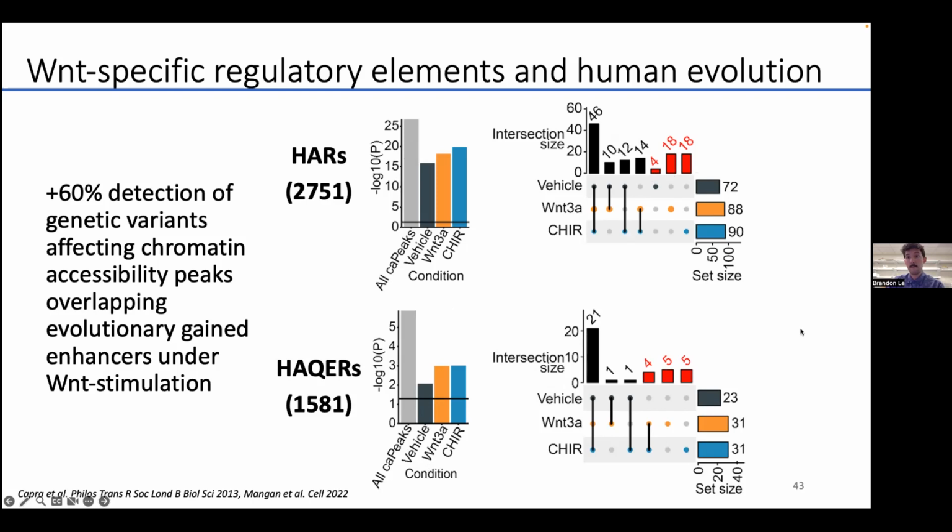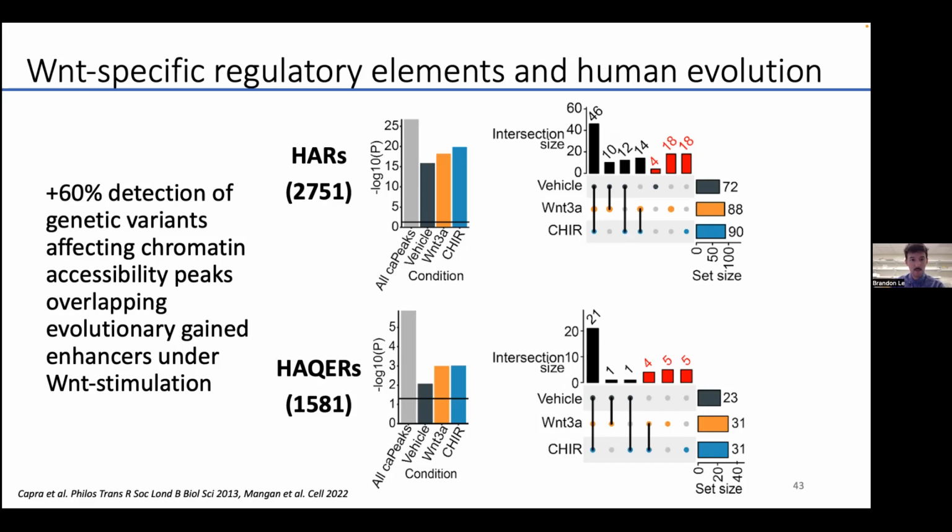So implying, I think, that these regulatory regions that mostly have not been explored functionally, these regions that may drive human evolution in some way, they harbor genetic variation that is Wnt-sensitive and can affect the local chromatin accessibility. So we thought that was really neat.